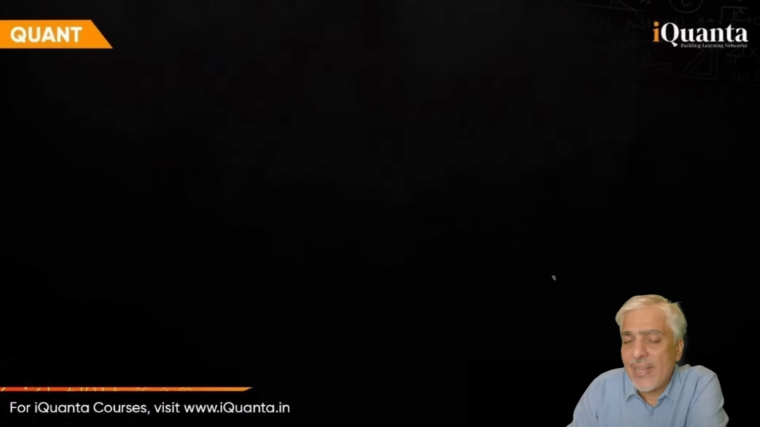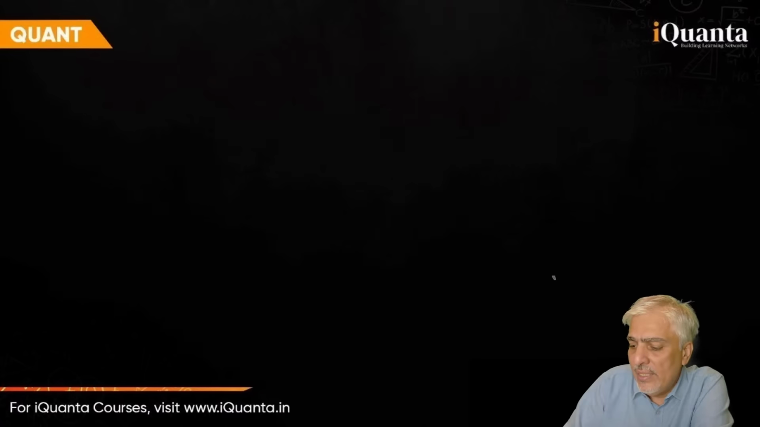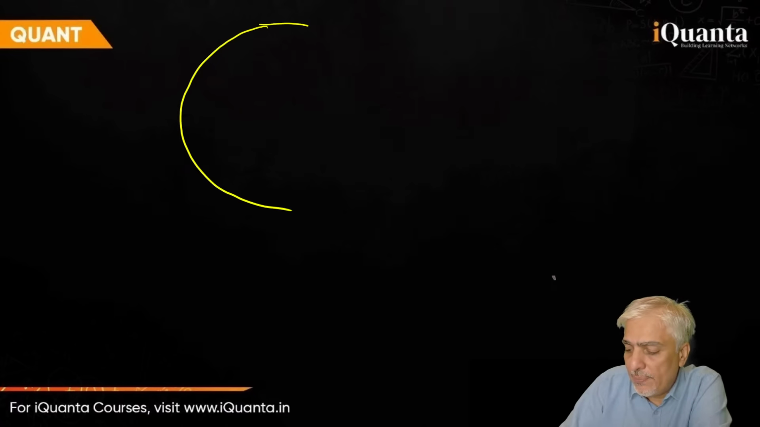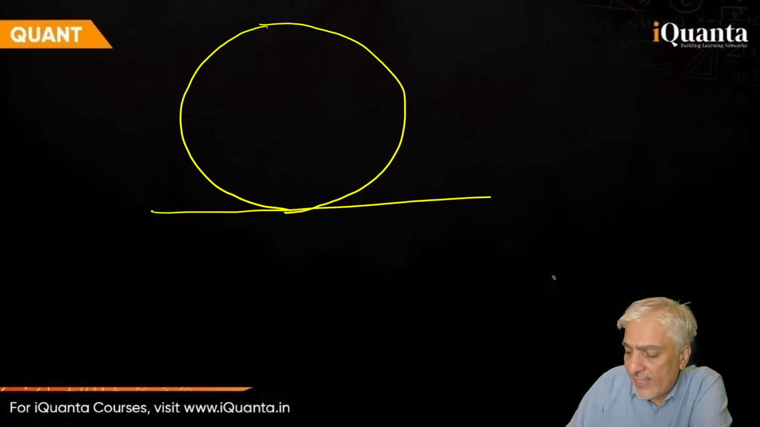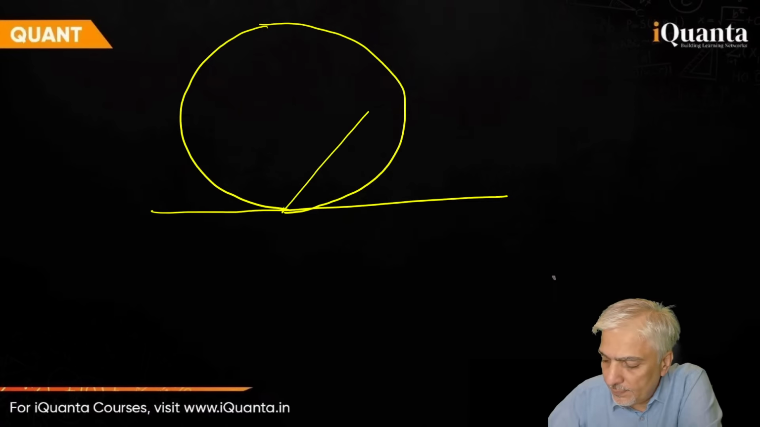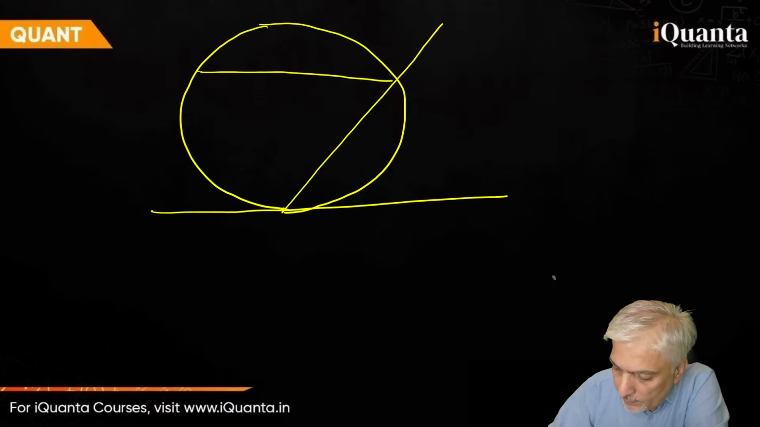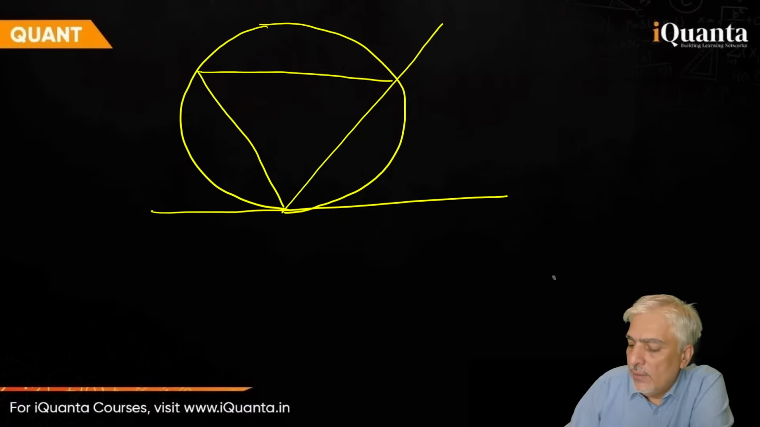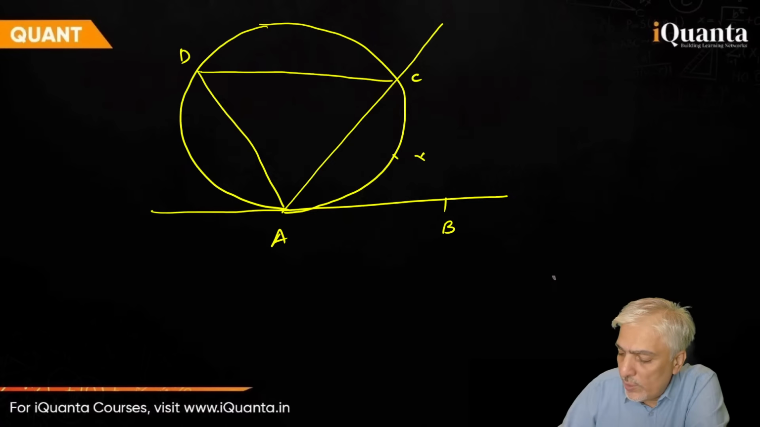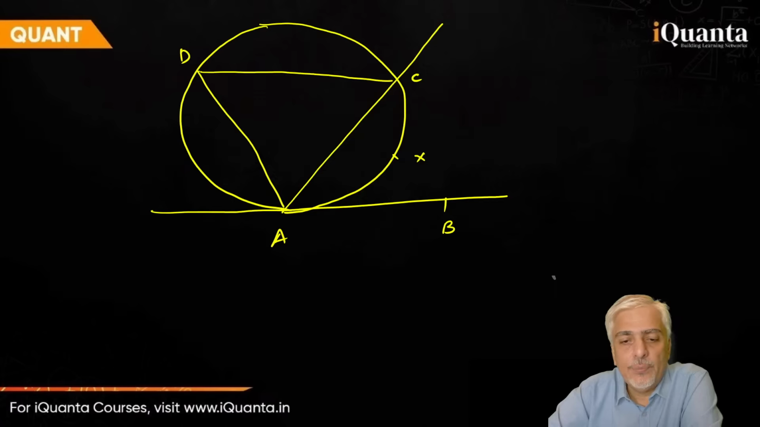What about inscribed angle theorem and tangent secant theorem and alternate segment theorem? Three theorems. Let's see. In fact, one property from one diagram will revise all three theorems. Let's put some labels A, B, C, D. There is X over here, suppose. Okay. Let's understand the properties.